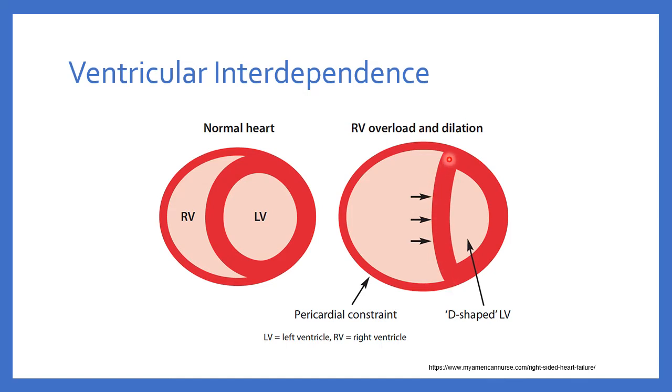And this is referred to as the D sign, because instead of a nice circular left ventricle, we actually have a left ventricle that is more D-shaped. And so another thing that we should look for when we assess the right ventricle is whether there is a septum that is flat, because this would suggest that we have elevated right ventricular pressures.